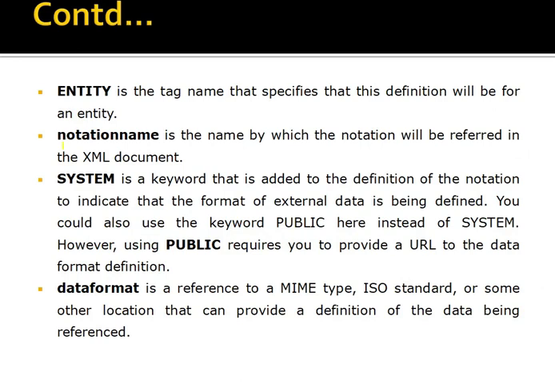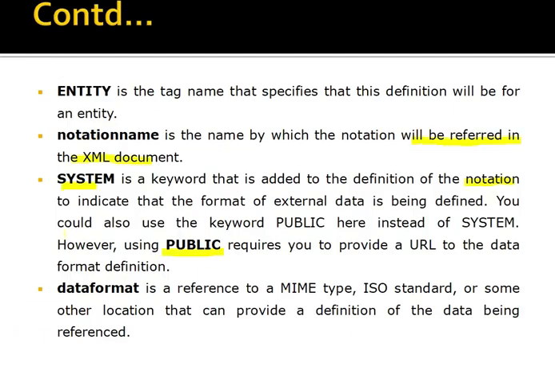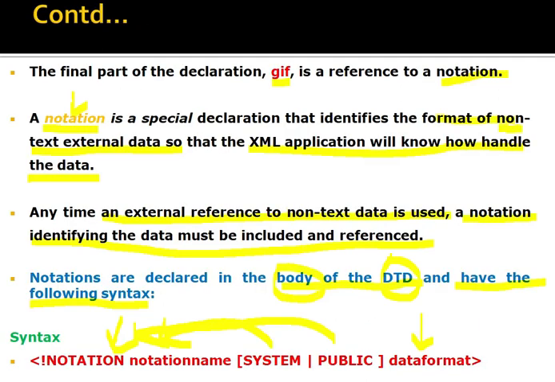Just now we have seen the entity. The notation name is the name by which the notation will be referenced in the XML document. SYSTEM and PUBLIC are two keywords added to the definition of a notation, to indicate that the format of external data is being defined, just to tell that the data format is being defined.